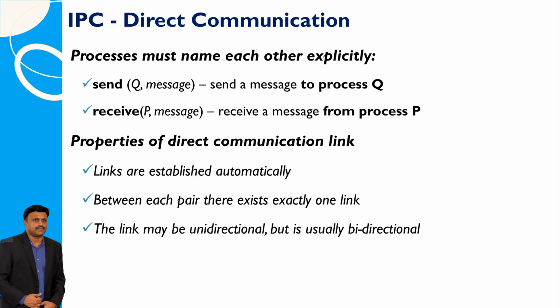In inter-process communication utilizing direct communication, processes are required to explicitly name each other to communicate. This involves utilizing the send(Q, message) function to send a message to process Q, and the receive(P, message) function to receive a message from process P. Key properties of this communication method include the automatic establishment of links between processes, the existence of exactly one link between each pair of processes, and the possibility of the link being unidirectional but typically bidirectional in nature.